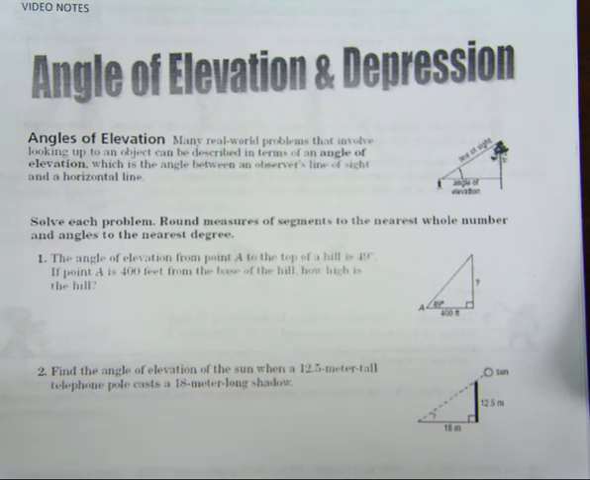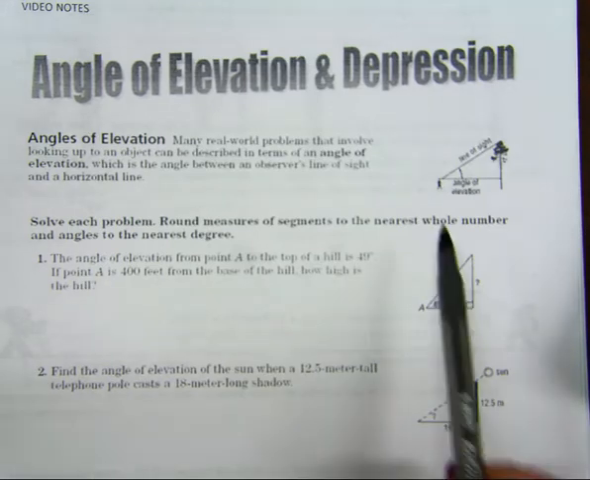Today we're going to add on to our trig problems by looking at angle of elevation and angle of depression problems. At the very top of our paper it says angles of elevation, and then there's a little note that many real-world problems that involve looking up to an object can be described in terms of an angle of elevation, which is the angle between the observer's line of sight and the horizontal line.